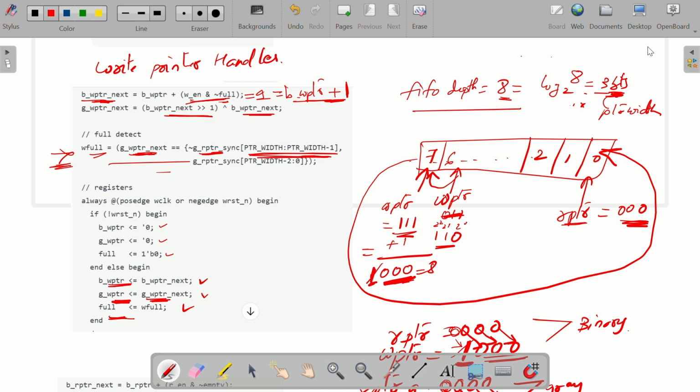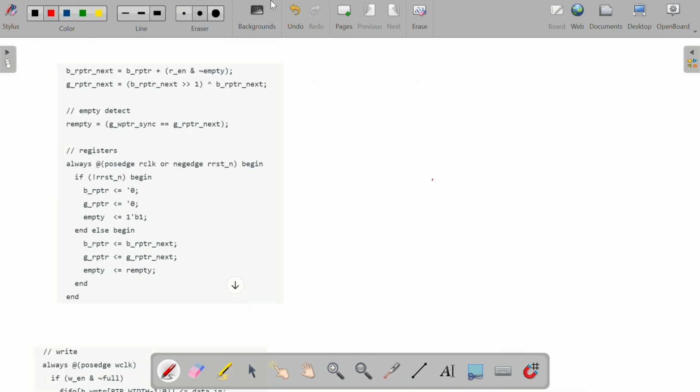Next, we'll take a look at how the read pointer handler is working. So we have seen previously that my full flag is determined in my write domain, and my empty flag is determined in my read domain. So this we have discussed during the introduction also. So this is on similar lines as the previous write pointer handler. So let's look at how this works.